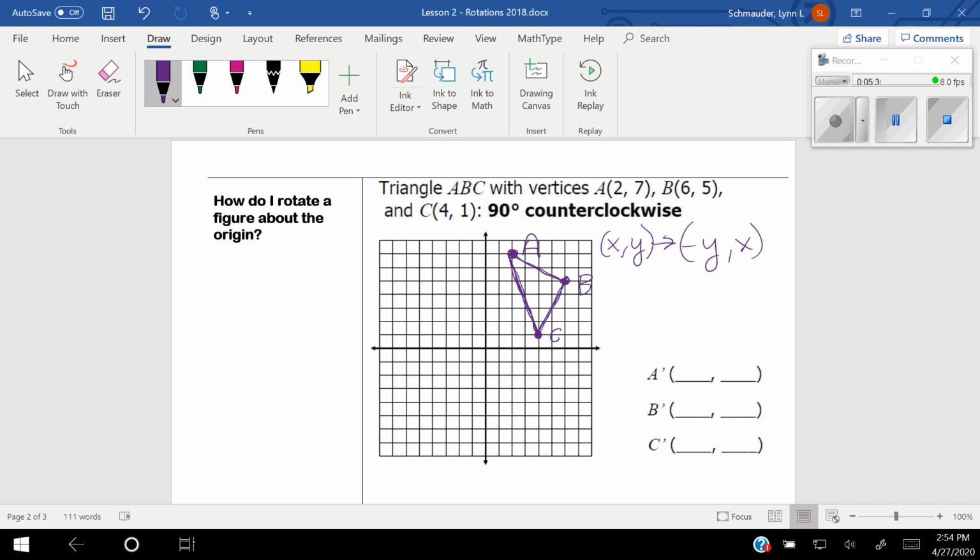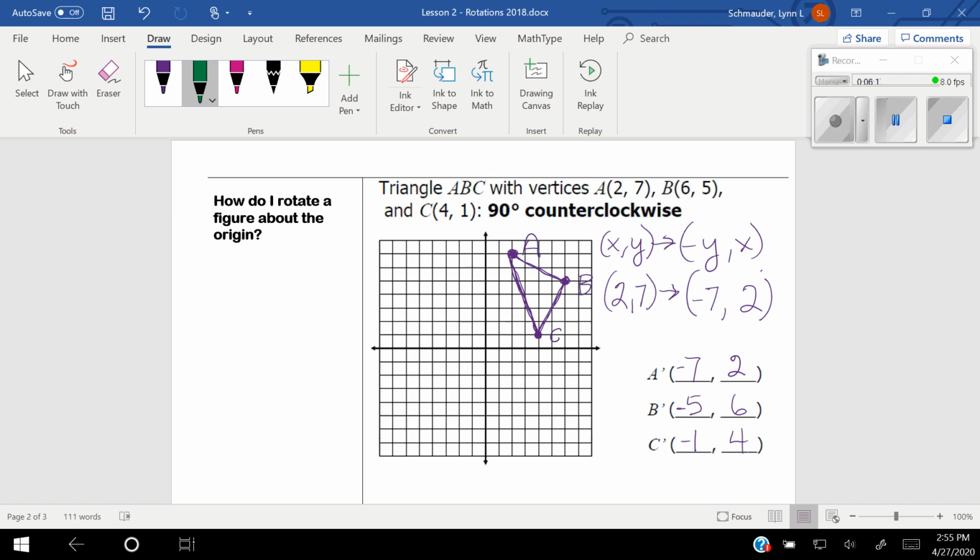So for 2, 7, let me just write this here. So I'm going to switch the X and the Y, right? So that'll be 7, 2, and the first one becomes negative, negative 7, 2. Okay, so for B, which is 6, 5, got to switch the X and the Y. First one becomes negative. C, switch the X and the Y. First one becomes negative.